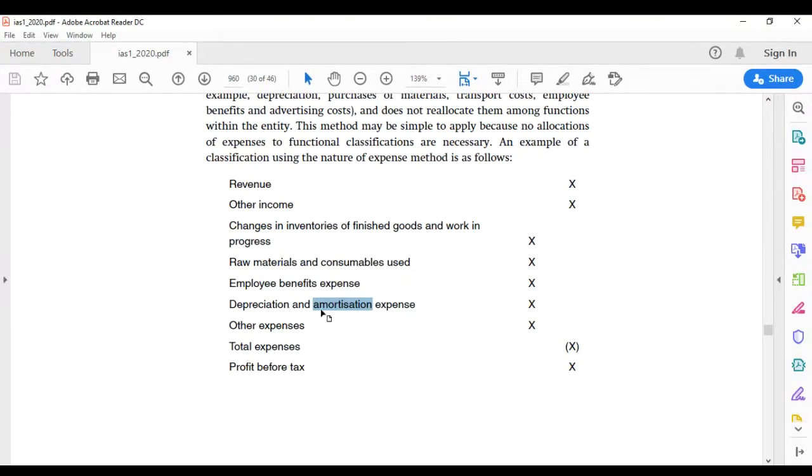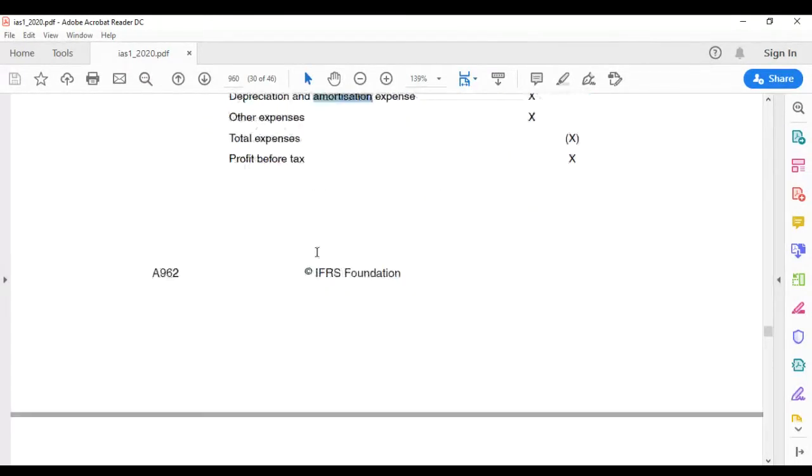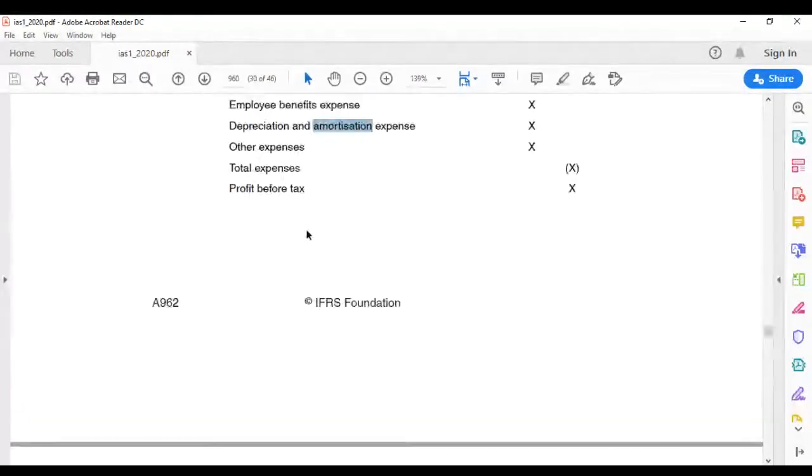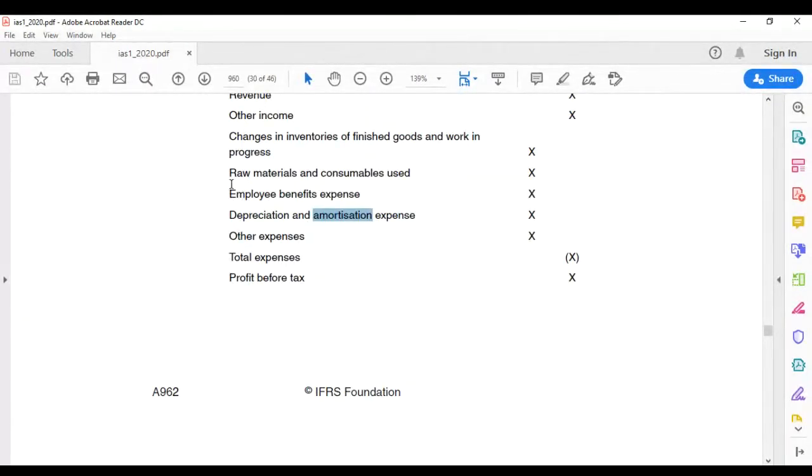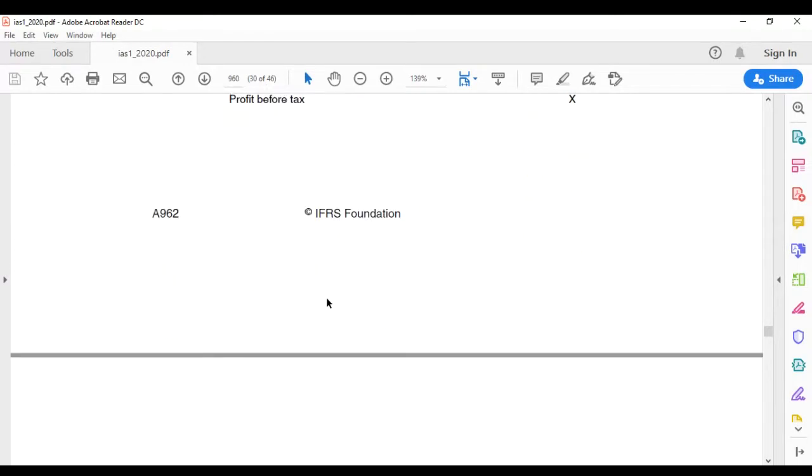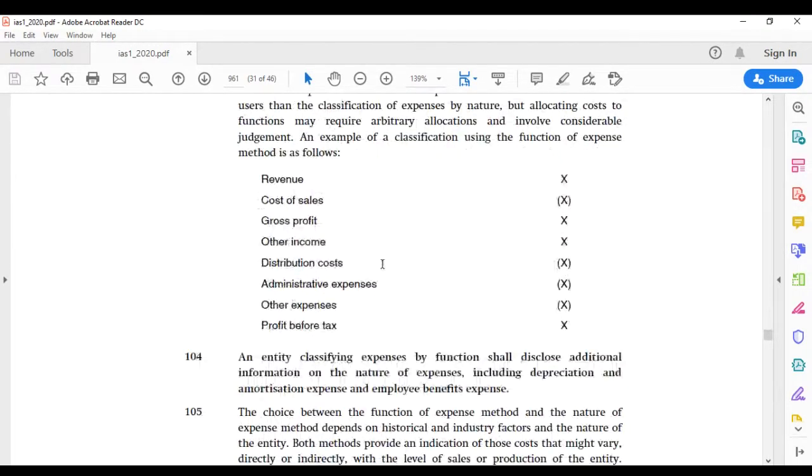But like we said, this is appropriate for a smaller entity that only has maybe 7 or 10 types of expenses. But as soon as you've got a large entity, a big company that has maybe 50 or 55 different kinds of expenses, and you cannot show all of them on one page, then it is more appropriate to use the function method. So then you are going to allocate all your different expenses to those cost functions that we've mentioned earlier. And here we've got an indication of that.